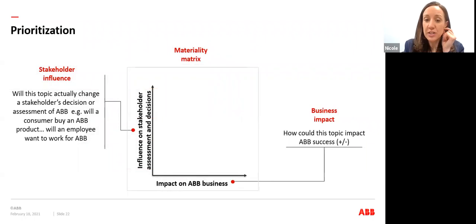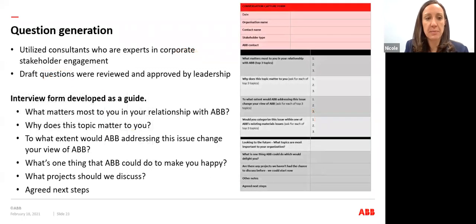And then again, similar to what Laura did, we put it on a matrix. So the x-axis is what's the impact on our business, and the y-axis, what's the influence on the stakeholders. So, are they going to buy our product if we do these things? Is this important for them? Is this a make or break that they want to do business with ABB? Or if we do this, does it make us a more attractive employer? And that sort of thing. So that's how we measured on our materiality matrix.